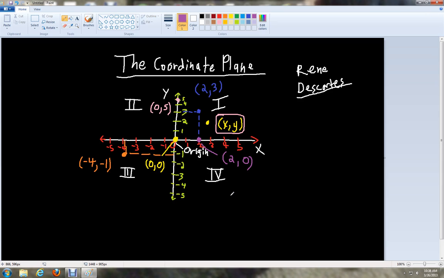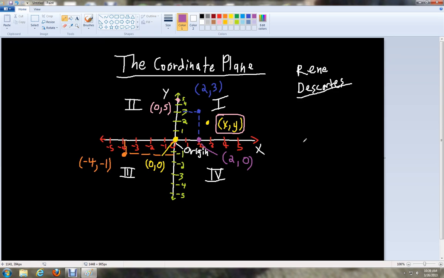So I think you have an idea how to plot a point in the Cartesian coordinate plane. And as I said, it takes a little bit of practice to get used to. Just remember that x is your first coordinate and y is your second coordinate. So x comes before y in the alphabet, and x goes left or right and y goes up or down.